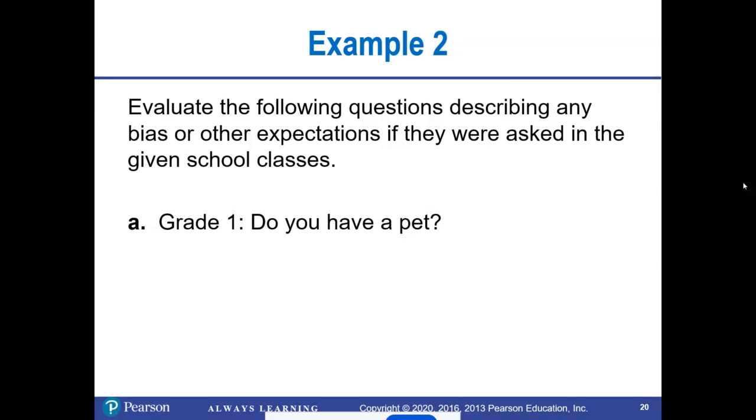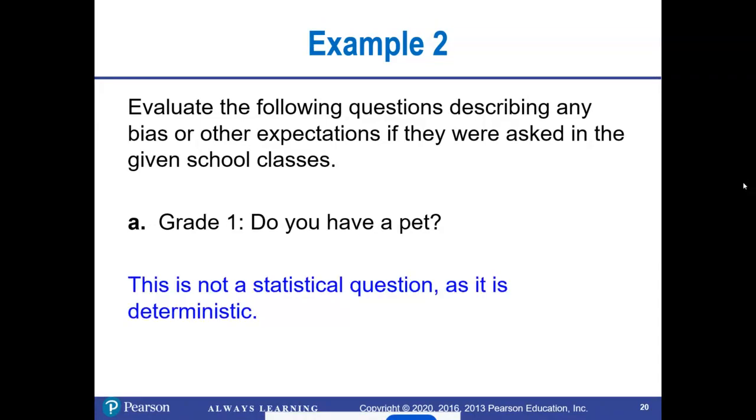Okay, in this example, evaluate the following questions, and we want to describe any bias or other expectations if they were asked in the given school classes. So on A, let's say for first grade, we asked, do you have a pet? Okay. That's not really a statistical question as it is deterministic.